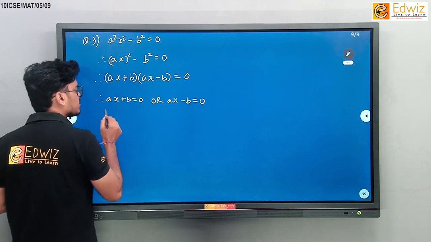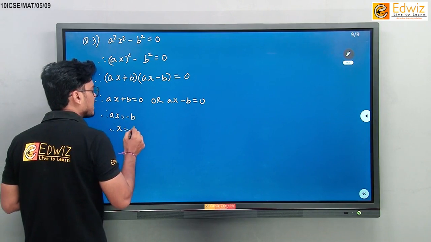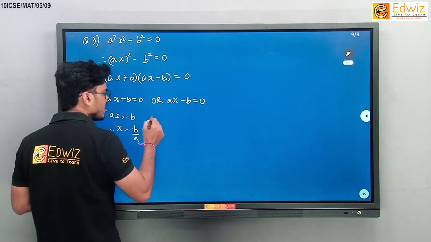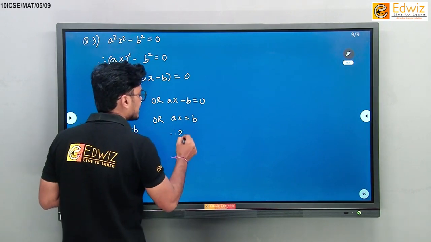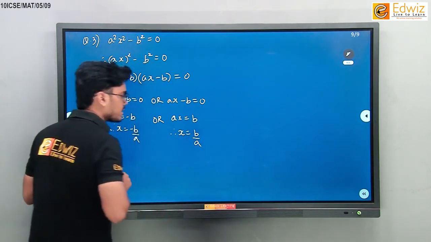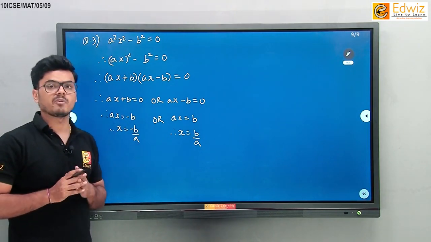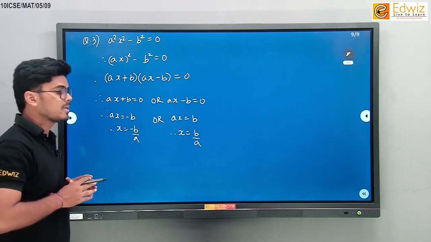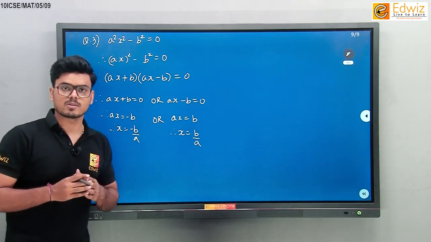Okay, so here ax equal to minus b, which makes x equal to minus b upon a, or ax equal to positive b, which makes x equal to b upon a, positive. Okay, so x is minus b upon a or positive b upon a. This is the solution for this question. Again, take 10 seconds to note this down. Then we'll move on to the next question.